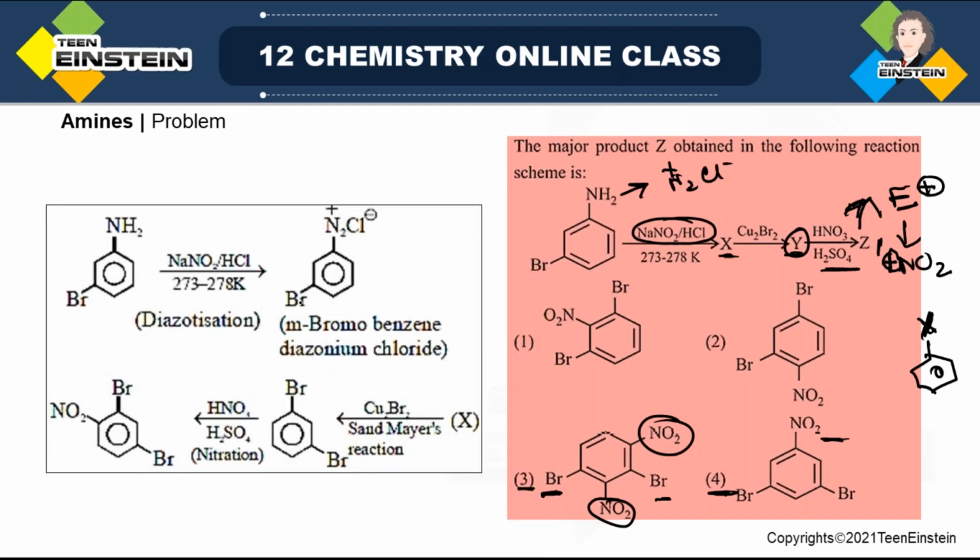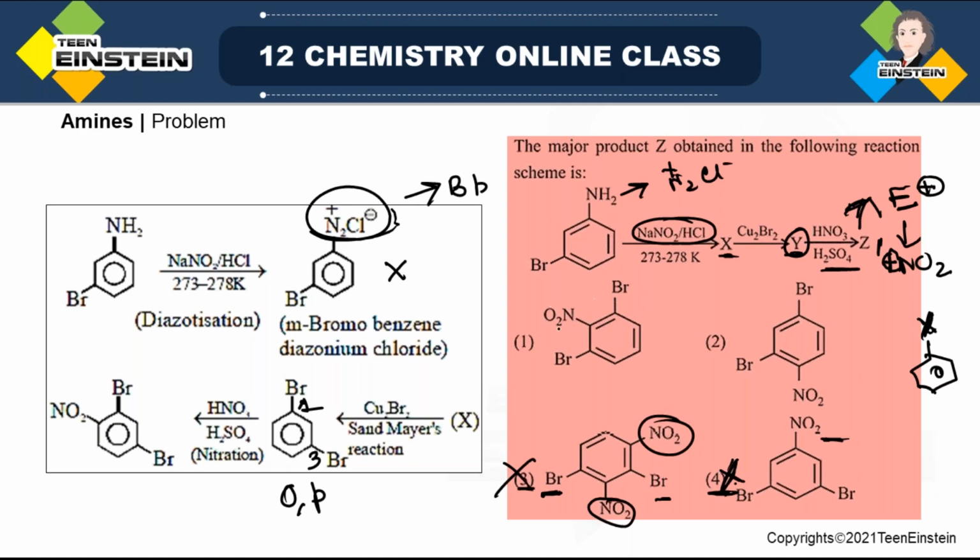Now look at this reaction. So this is molecule X. Next, N2+ Cl- in presence of Cu2Br2, which is the Sandmeyer reaction, will be converted to 1,3-dibromobenzene because N2+ Cl- is converted to Br. And as I have said, Br is ortho-para oriented. So the next NO2 group: these two we have already cancelled with proper logic. You are stuck between 1 and 2.